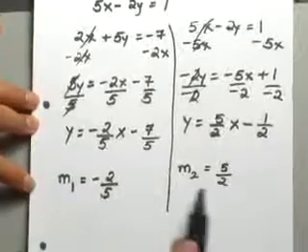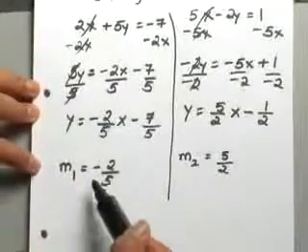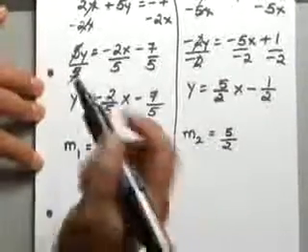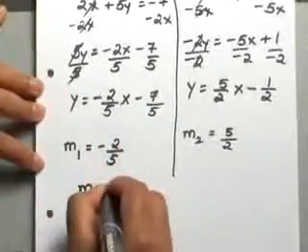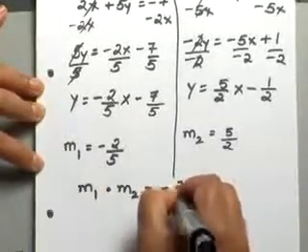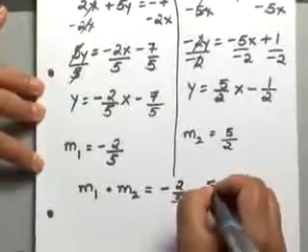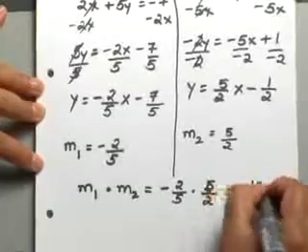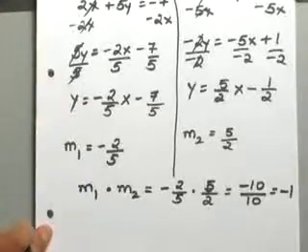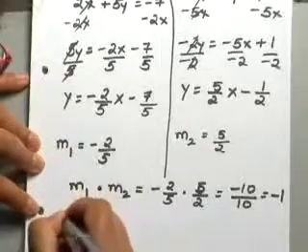Now of course you can see that the two slopes are not the same, but you'll notice that the slope of the first line is the negative reciprocal of the second line. And again, to verify that, remember I said take the product of the two slopes. So multiply the two slopes together, and you will see that you end up with negative 1 as your answer. And that right there tells you that the two lines are perpendicular.